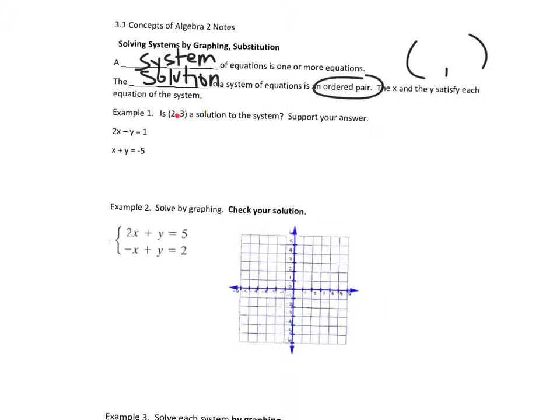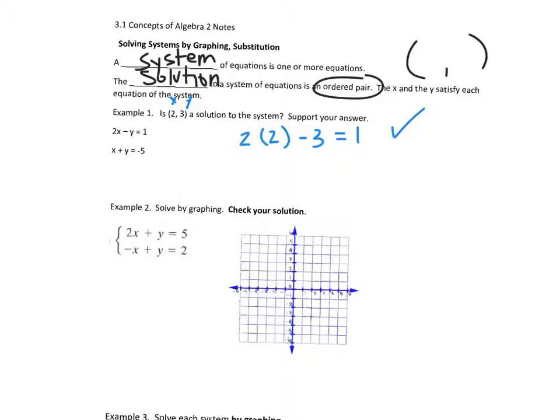In order for it to be a solution, it has to satisfy both of these equations. So I'm going to let x be 2 and y be 3, and I'm going to substitute them in. So 2 times 2 minus 3, does that equal 1? I substituted 2 in for x and 3 in for y, and I'm seeing if the left-hand side equals the right-hand side. In this case, 4 minus 3 is 1, so it works.